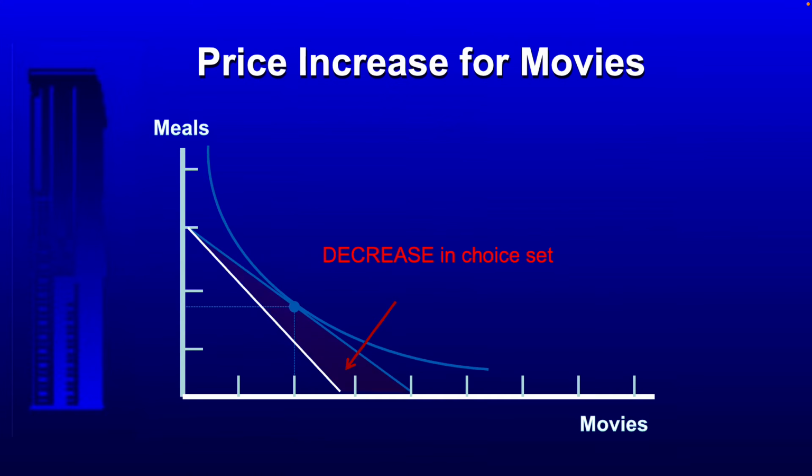Okay? The red area is going to be all the bundles that he can no longer afford because the price of one of the two goods has gone up. What that means is he's got less funds to spend on either of the two goods together. And sure enough, the optimal bundle that he had before is no longer affordable. So his new optimal choice is going to be on a lower indifference curve.